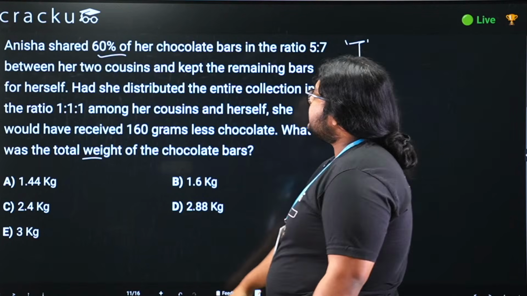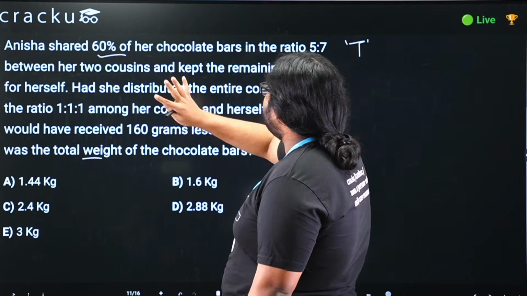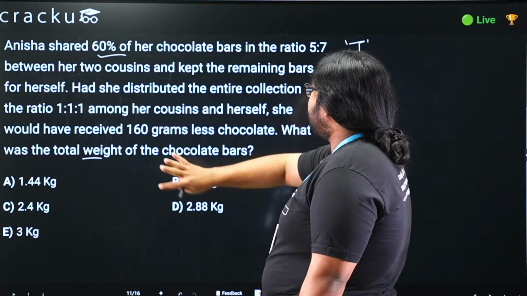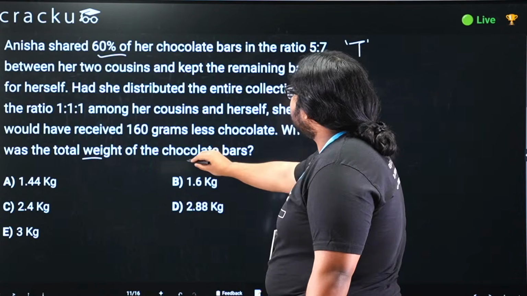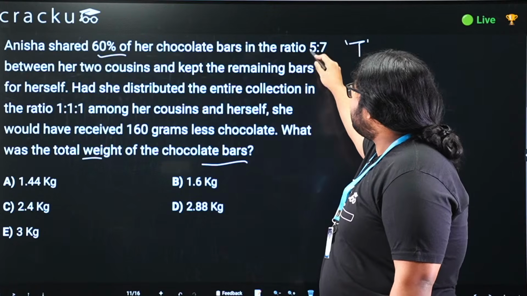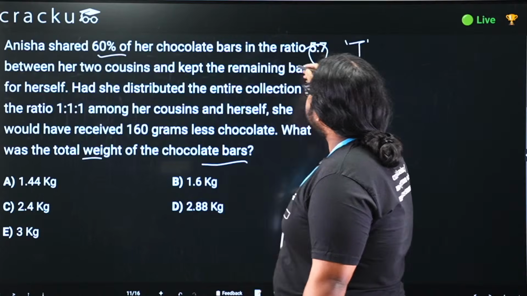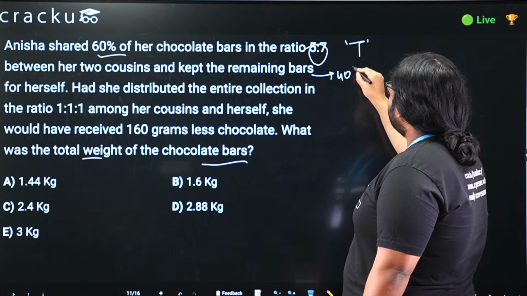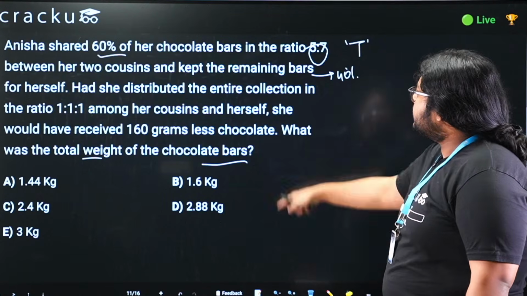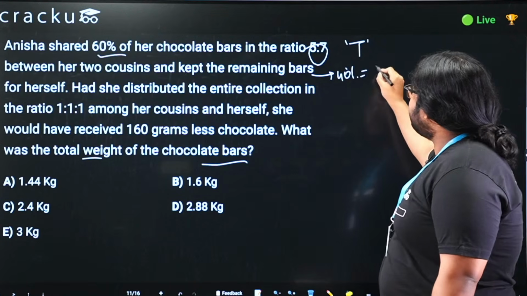So Anisha shared 60% of her chocolate bars in the ratio 5:7 between her 2 cousins, and kept the remaining for herself. What was the total weight of the chocolate bars is what's asked. So 60% she shared with the cousins and she kept the remaining for herself. So what is the remaining? The remaining is 40%, right? So here Anisha kept 40%, which is like 2/5.